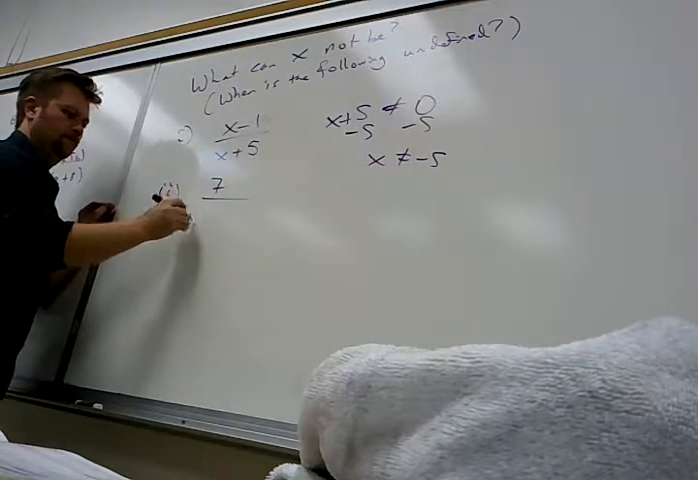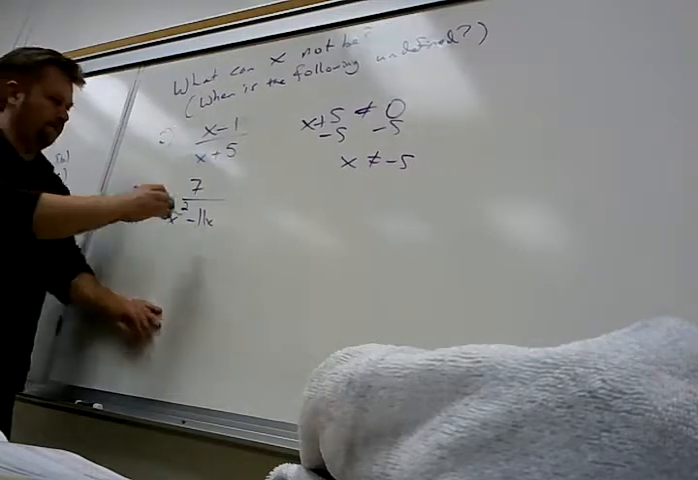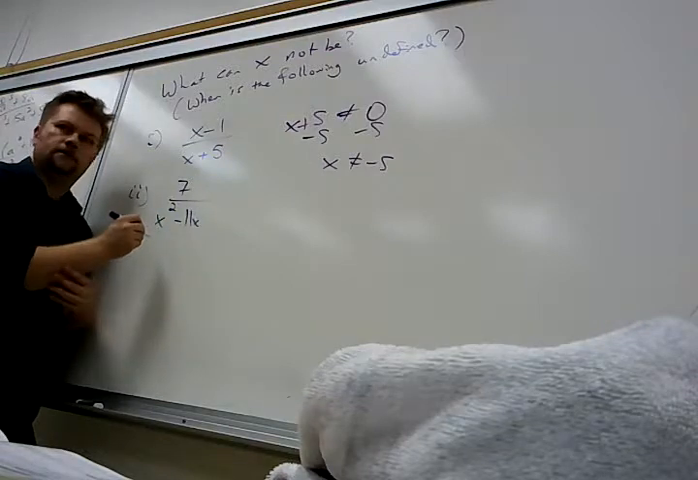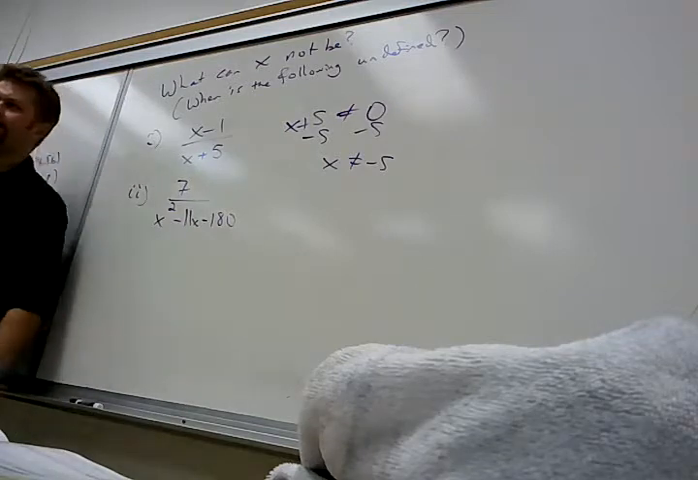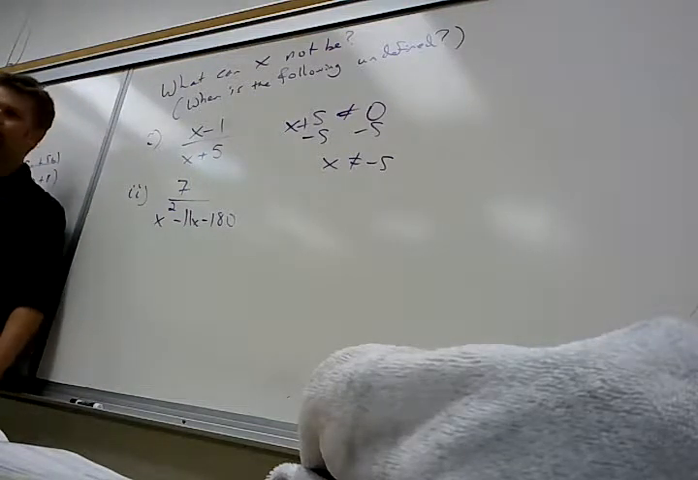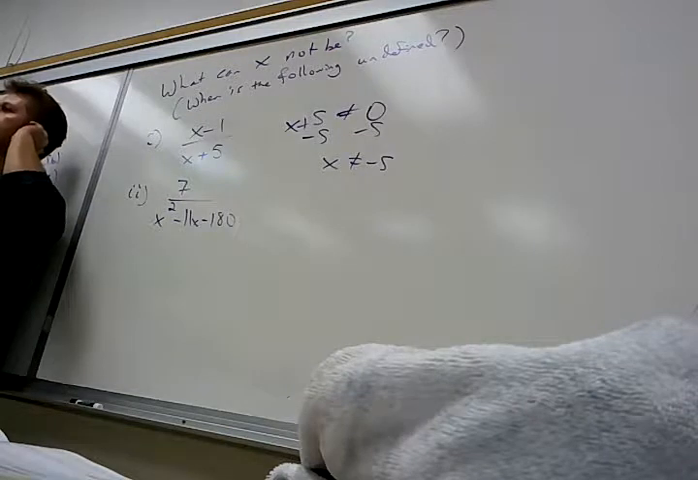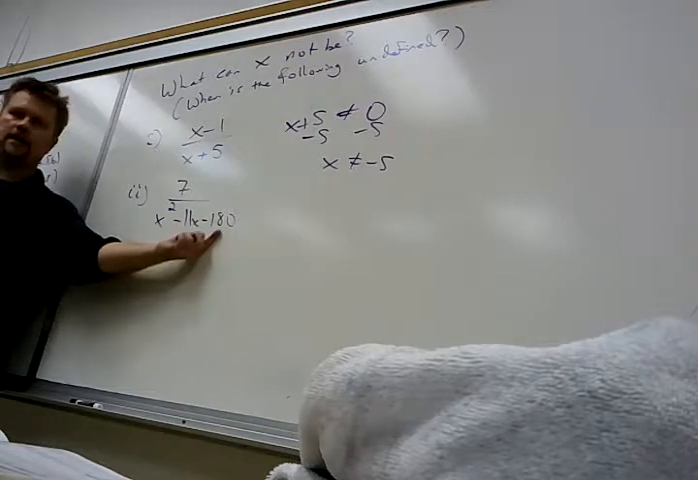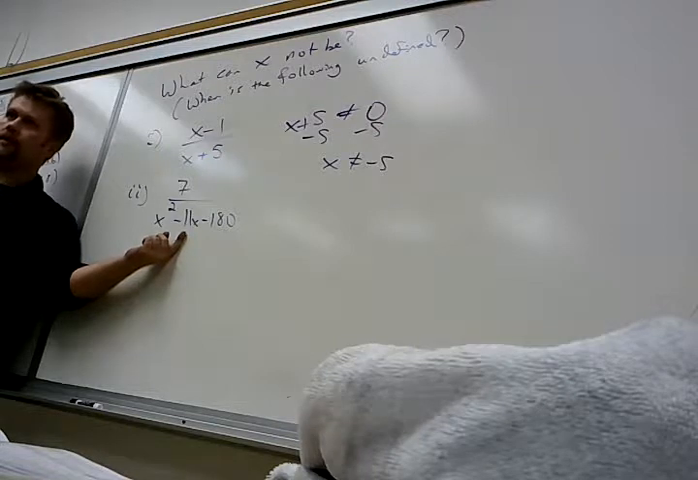What if I had this here? Wait for it. That's just factoring. 9 and 20. So 9 and 20 make 180 when you multiply them, right? And they will make -11 as long as the bigger one is negative.